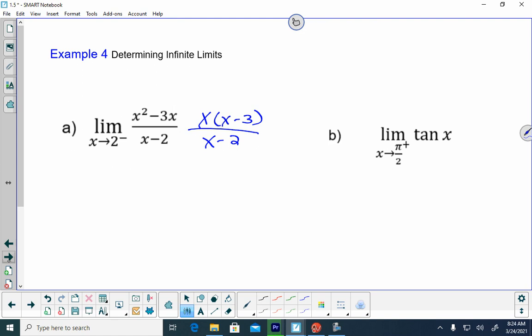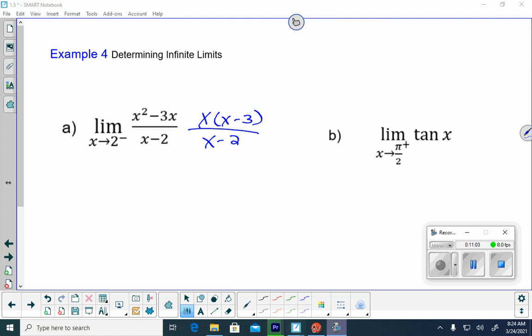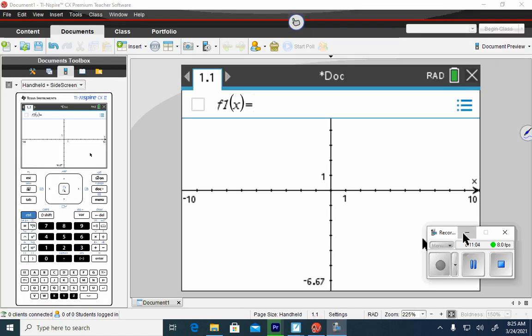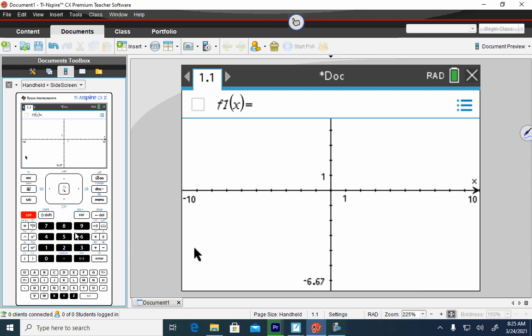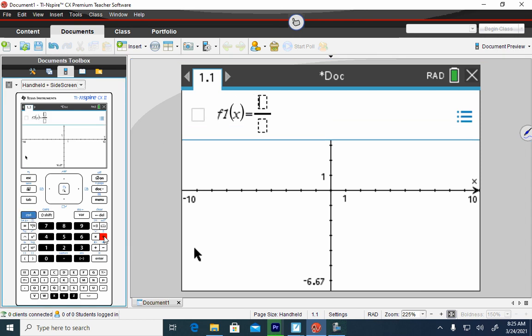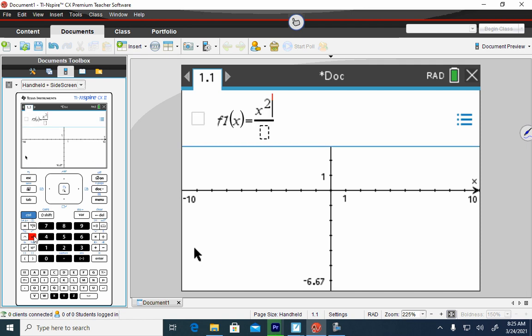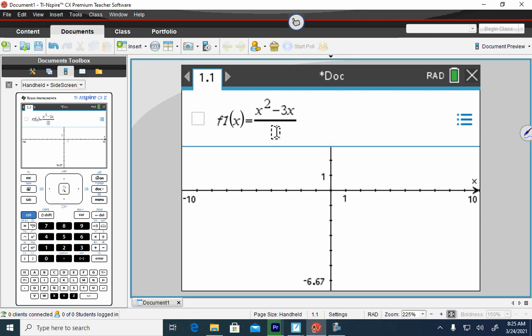So I am going to pick up my calculator and graph that. So you should be graphing with me. I'm going to graph the x squared. I'm going to leave it as x squared. I'm not going to use the factored form. X squared minus 3x. And then my denominator is going to be x minus 2.